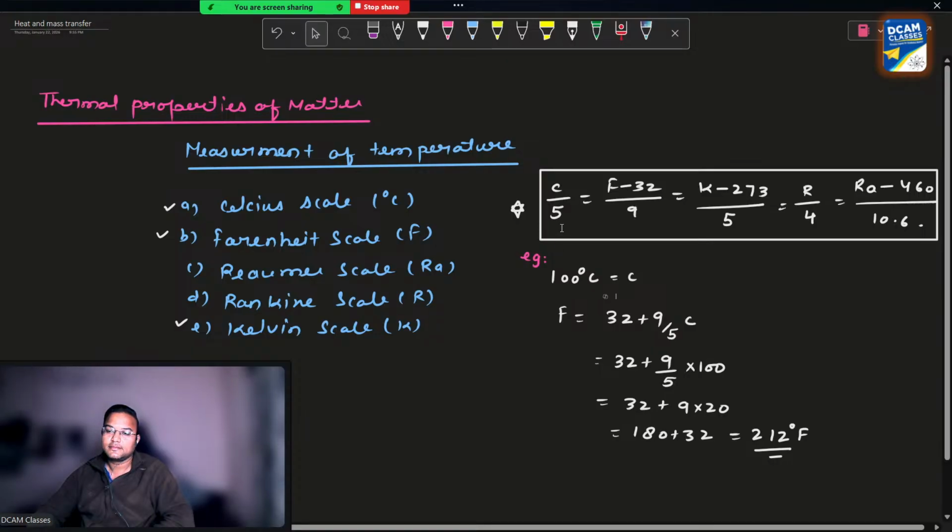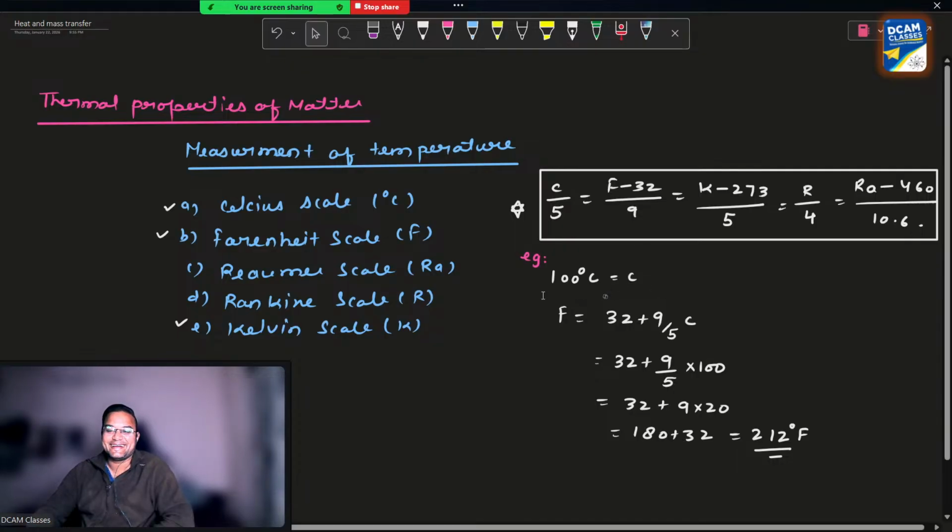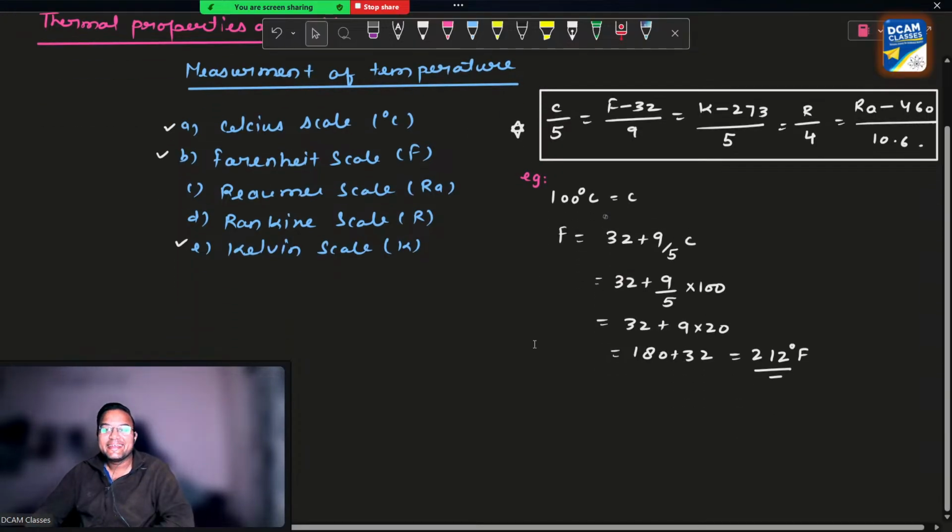Instead of remembering it like this, we could remember the value as the melting point by boiling point minus melting point. That way also I am going to tell you, but that's a different scale. That depends on the scale.